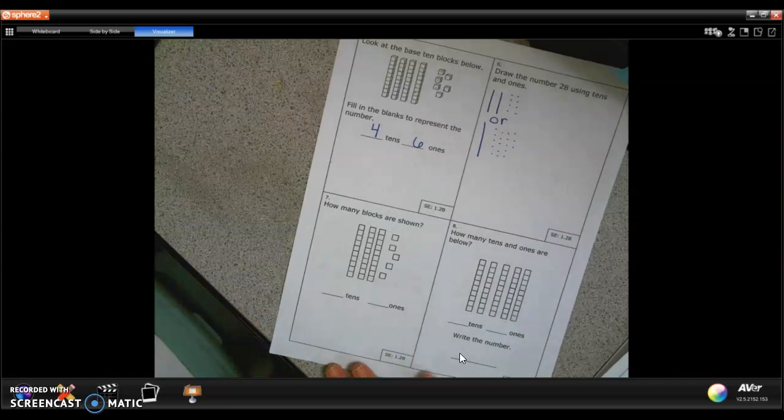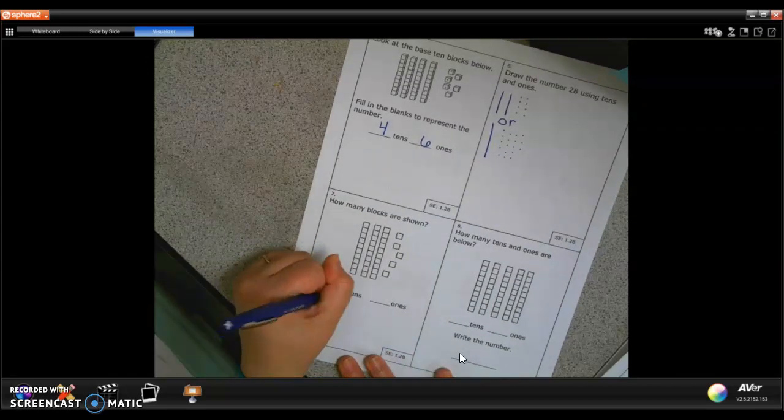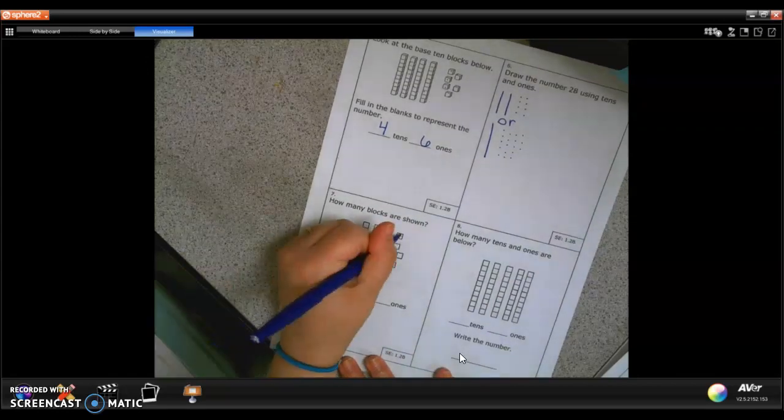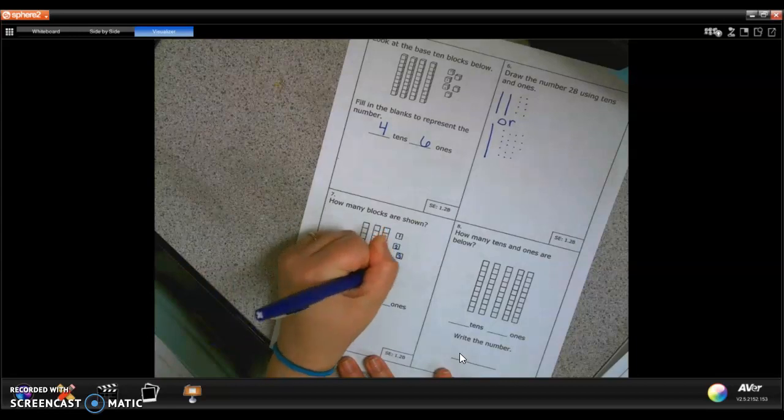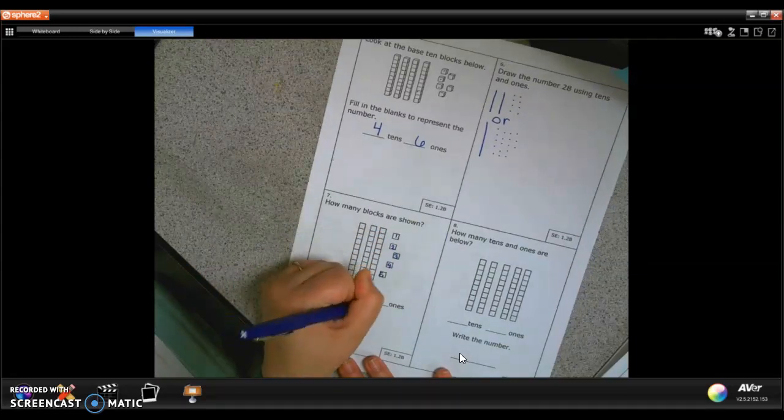How many blocks are shown? Well, I see 3 10s, or 3 groups of 10s, and 1, 2, 3, 4, 5 1s.